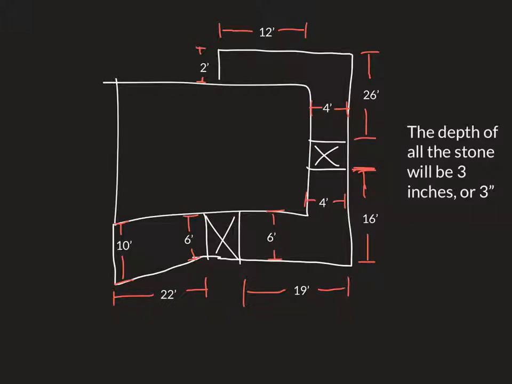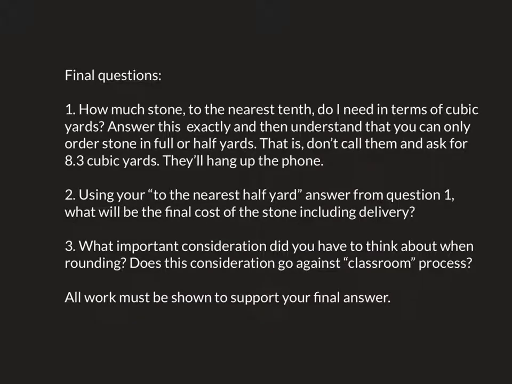This is 6 feet. This is 6 feet, which eventually grows to 10 feet as you travel along that distance of 22 feet. The depth of the stone, which is important, that's your third dimension, is going to be 3 inches, or 3 with a double tick mark means inches. Single tick mark means feet. What is the amount of cubic yardage that I will need, and how much will it cost to get it delivered? So just to have these thoughts written out so that we're not confused.